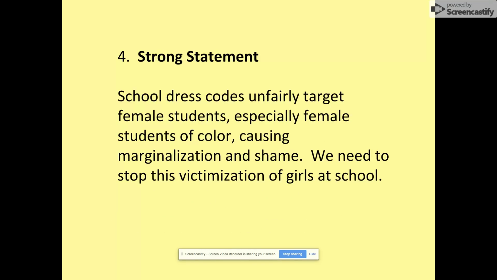Number 4, start with a strong statement. School dress codes unfairly target female students, especially female students of color, causing marginalization and shame. We need to stop this victimization of girls at school.